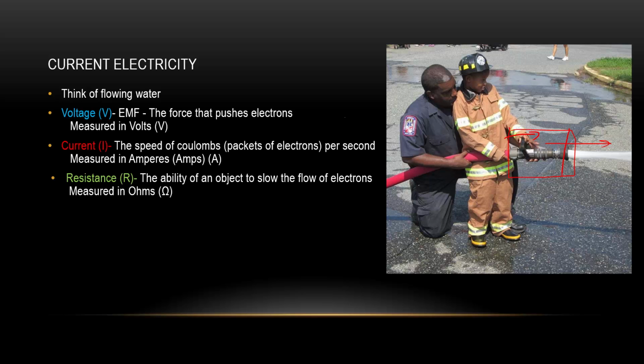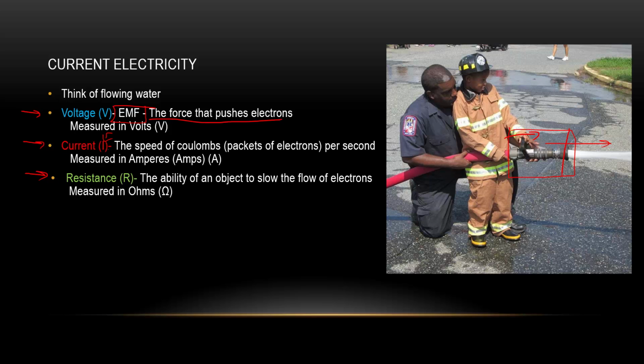There are some major players that we have to talk about when we talk about Ohm's law and current electricity. And these three are going to be voltage, current, and resistance. Okay? Voltage, again, is the force that pushes electrons. We also call that the EMF, or the electromotive force. Okay? And again, it's measured in volts. And the unit for volts is a capital V. All right, next player is current, represented by the unit symbol I.